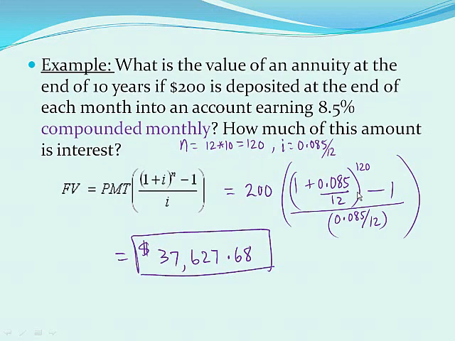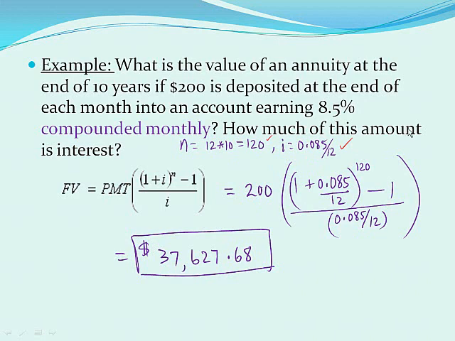What is the value of an annuity at the end of 10 years if $200 is deposited at the end of each month into an account earning 8.5% compounded monthly? How much of this amount is interest? Same kind of problem. So the number of payments will be 12 multiplied by 10, 120 payments. The i value is 0.085 divided by 12. So we come back and substitute that here and we will get $37,627.68. So how much of this amount is interest?